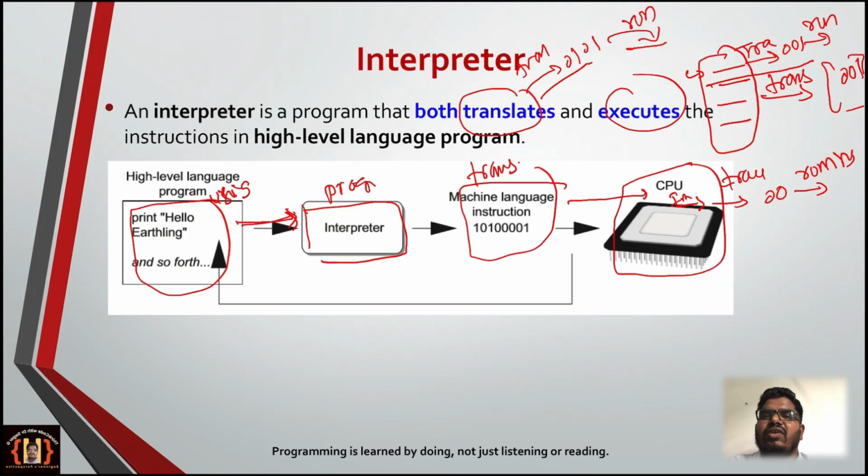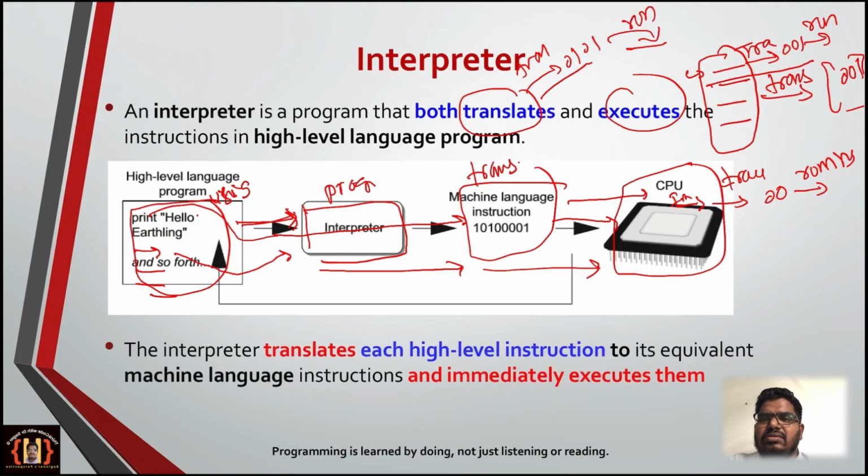Let us say the first instruction is the hello print instruction. This print instruction is converted into zeros and ones, and it is run on the CPU immediately. Now it will go to the second instruction. That second instruction is also interpreted, meaning it is translated, and after that it is run. Similarly for the other instructions. So this is how the interpreter works here.